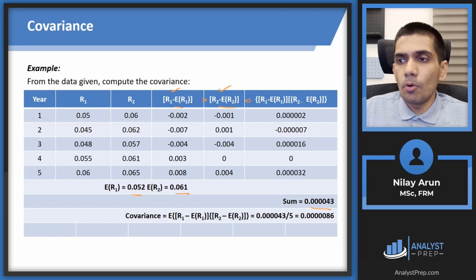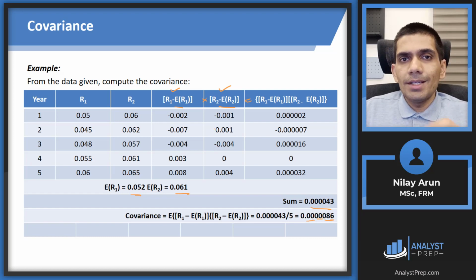Which gives us this number, 0.000043. Then, just like what we did for variance, we are going to divide it by 5, which is the number of observations, and that gives us 0.0000086. That is the covariance between R1 and R2. As you would have noticed, most of the steps are quite similar to how we calculate variance.